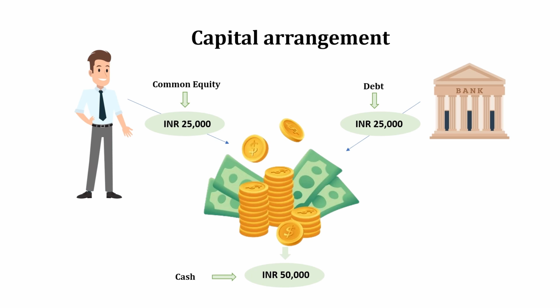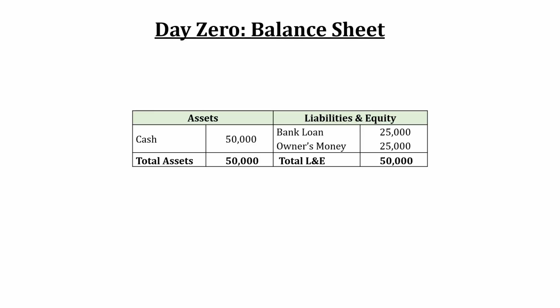And if we put these transactions into the form of a balance sheet, this is how it will look. So on the liability side, we will have a bank loan of 25,000 rupees and the owner's money of 25,000, thus total liabilities and equity is equal to 50,000. On the asset side, let's say we did not make any purchases so far, so we'll have cash of 50,000, which is an asset, thus total assets is 50,000. If you notice, total assets are equal to total liabilities and equity.